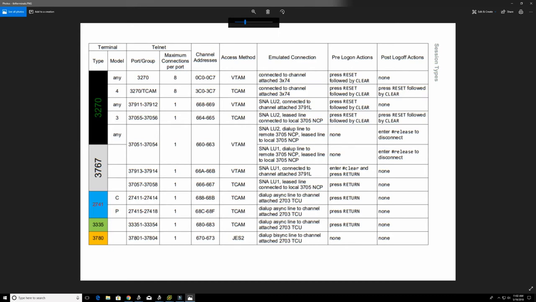Pro logon actions: reset followed by clear will display the logon screen. A lot of people complain about the attention key causing problems. First of all, there's not one attention key. There's several: PA1, PA2, reset. Those are all attention keys, which means a request to the 3174 establishment controller that something is to be done on the terminal. And since we don't have a 3174, that's the big difference there.